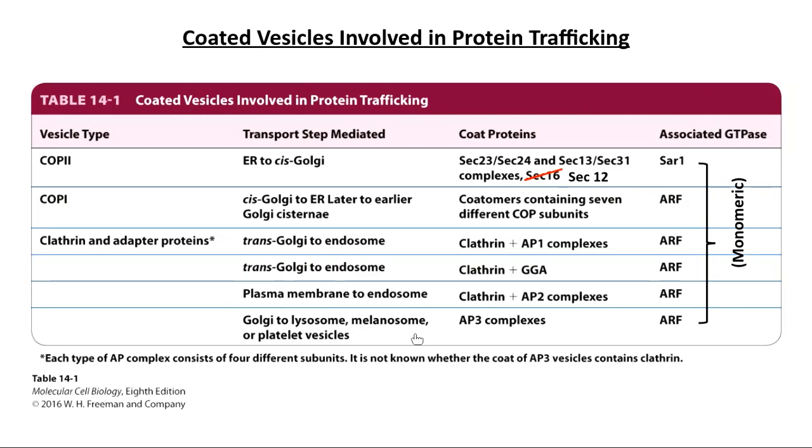So different kinds of coat proteins get recruited, but in all of these, the common factor is that the associated GTPase is ARF. So in this case, clathrin plus AP1 complex is trans-Golgi to endosome, sometimes clathrin plus GGA. Now plasma membrane to endosome is clathrin plus AP2 complex.